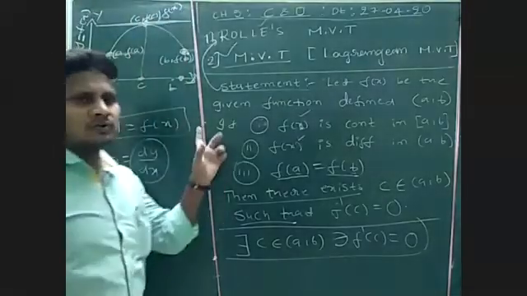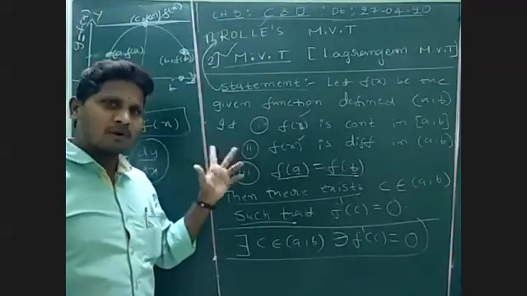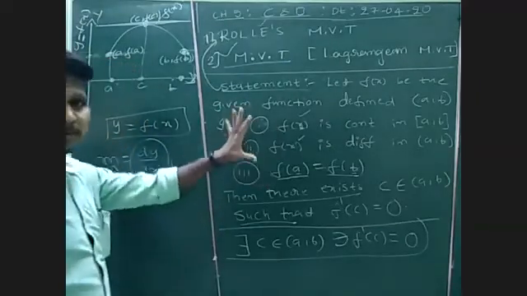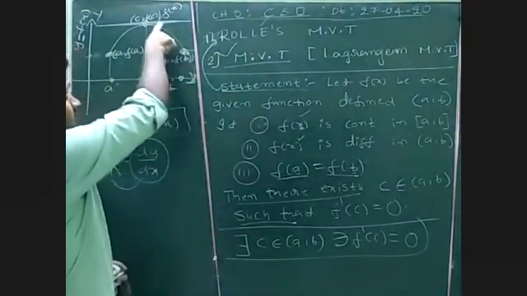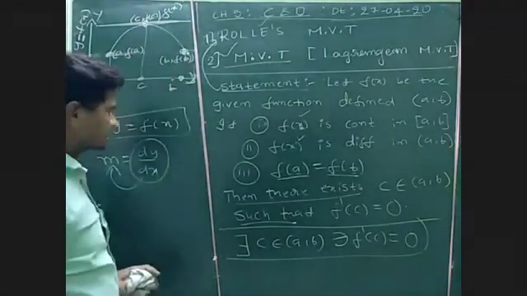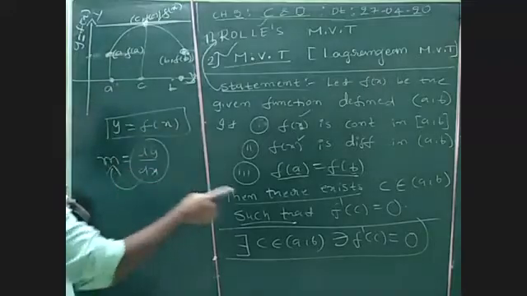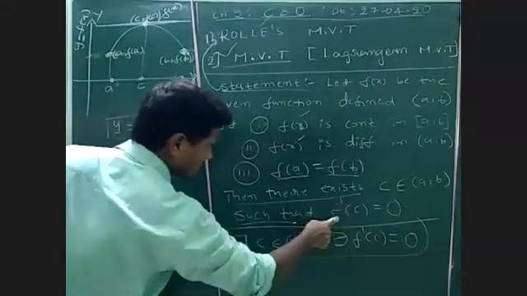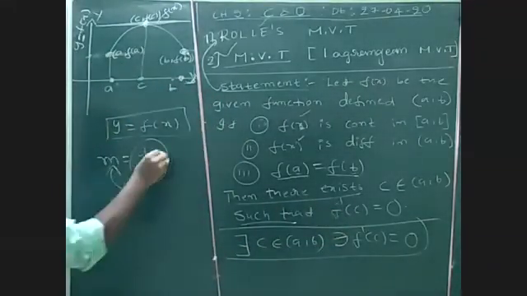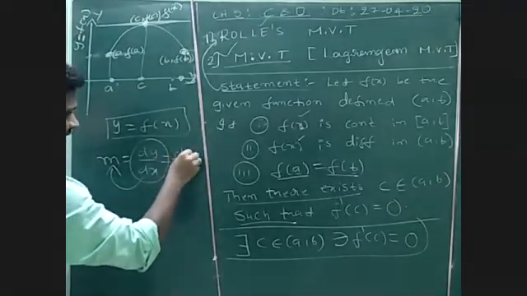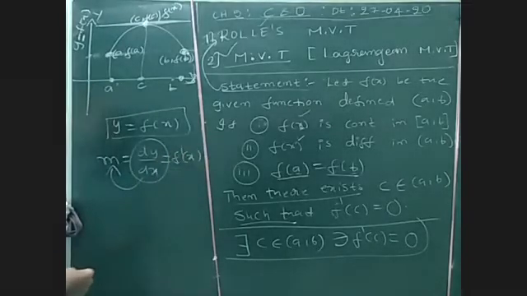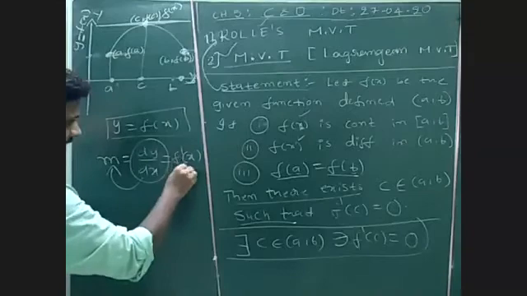If I draw the line at the point c here, actually there is no need to discuss all these things for board level, but you must remember. It might be an objective question. If I draw the tangent at the point c, see, f dash of c is nothing but dy by dx, which we can write as f dash of x at x is equal to c.